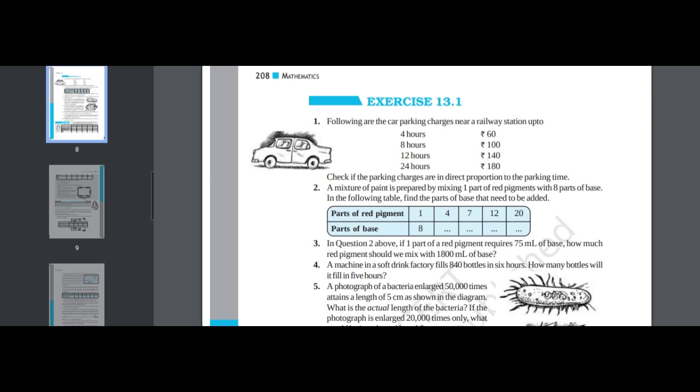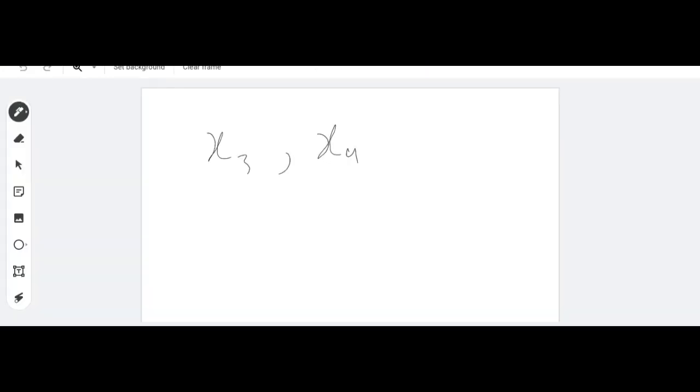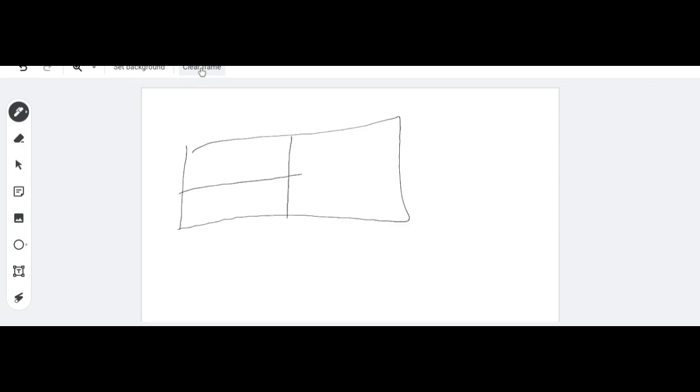Okay, so let me draw this table. The table just looks like this. This is 1. For the 1, the pigments are how many ml? 75 ml. Yes. And for the x? 1800 ml. So it means that I have to find x here.